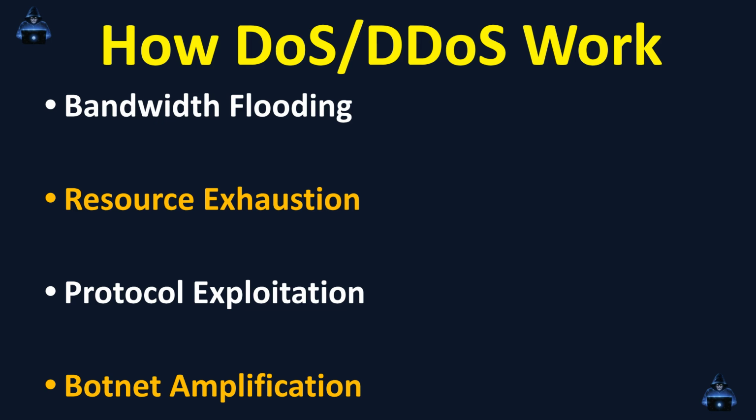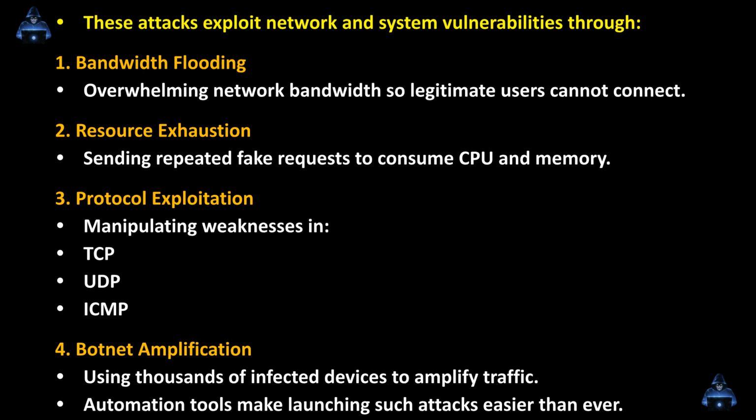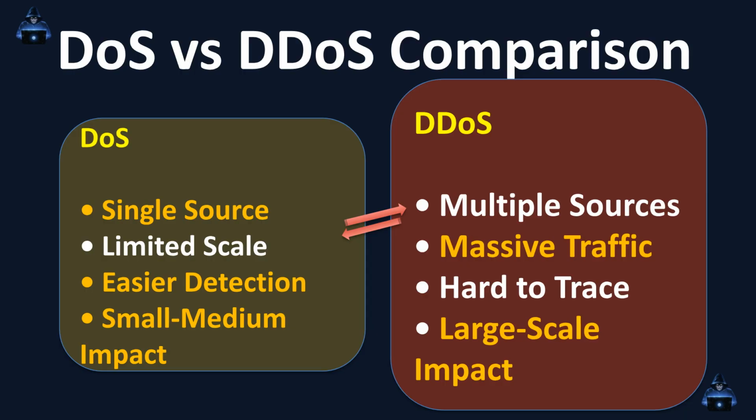DoS and DDoS attacks work through several methods: bandwidth flooding, resource exhaustion, protocol exploitation, and botnet amplification. These attacks exploit vulnerabilities by overwhelming bandwidth, exhausting CPU and memory with fake requests, manipulating protocols like TCP and UDP, and using botnets to amplify traffic. The key difference is the source. DoS uses a single source with limited scale, while DDoS uses multiple sources, resulting in massive traffic and large-scale impact that is hard to trace.